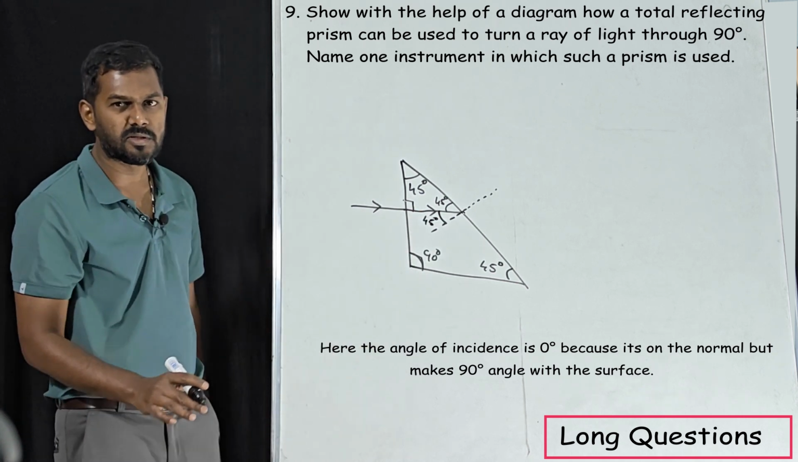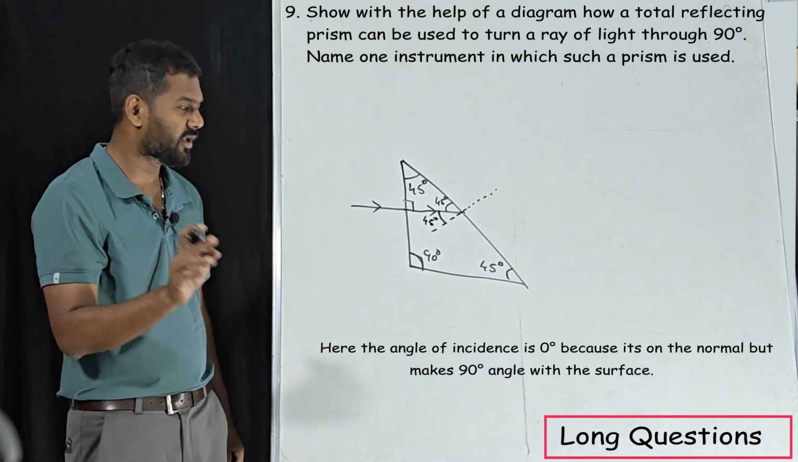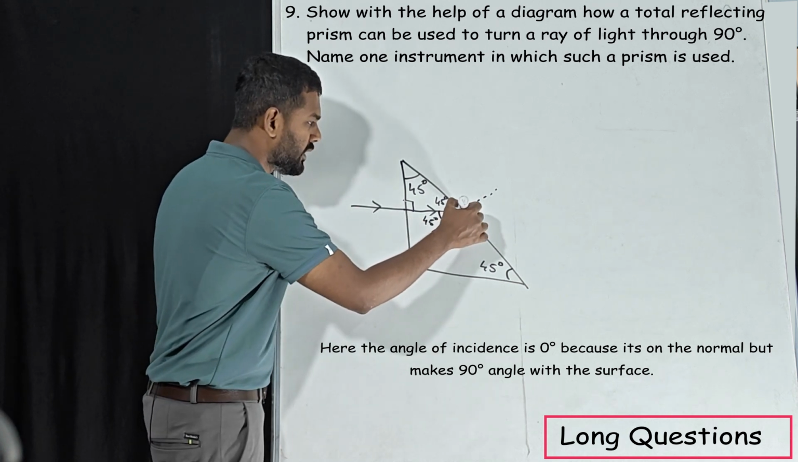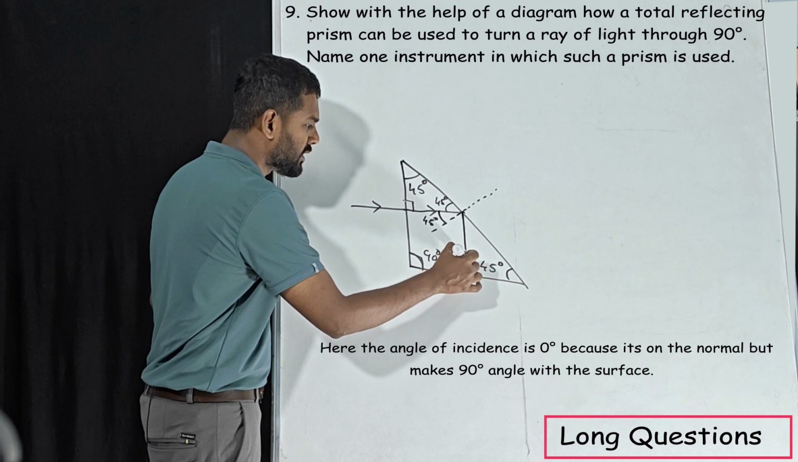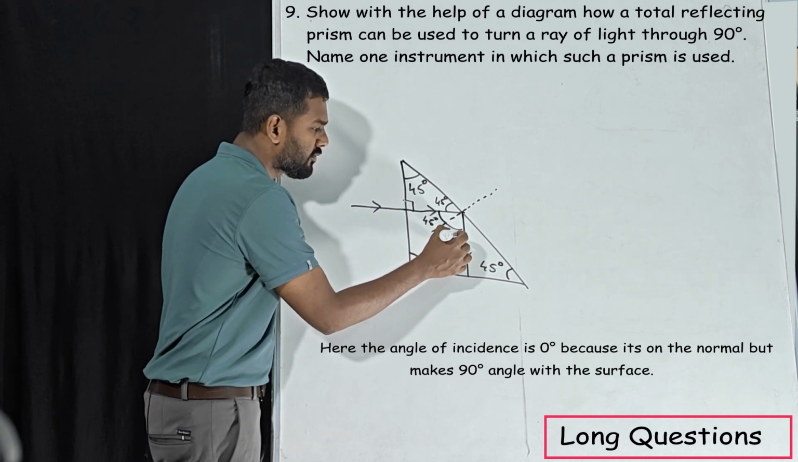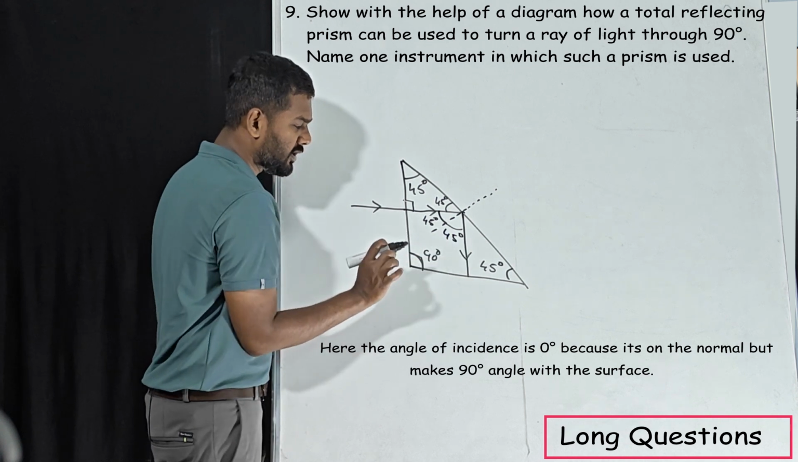For a glass prism, what is the critical angle? 42 degree. What is the angle of incidence? 45. More than the critical angle, so it undergoes total internal reflection. At what angle? Angle of incidence will be equal to angle of reflection. Okay, so this is 45, done.